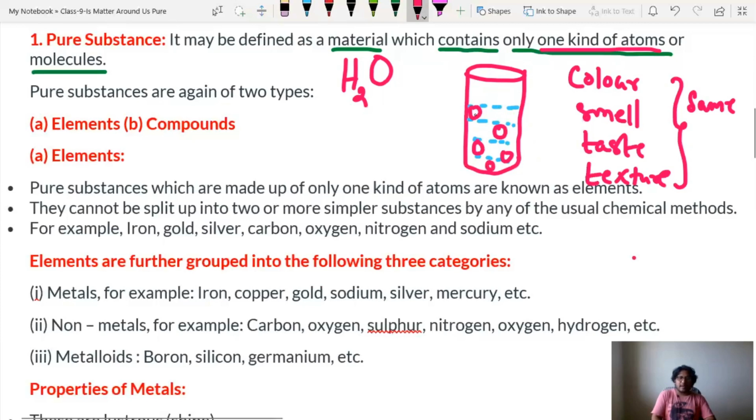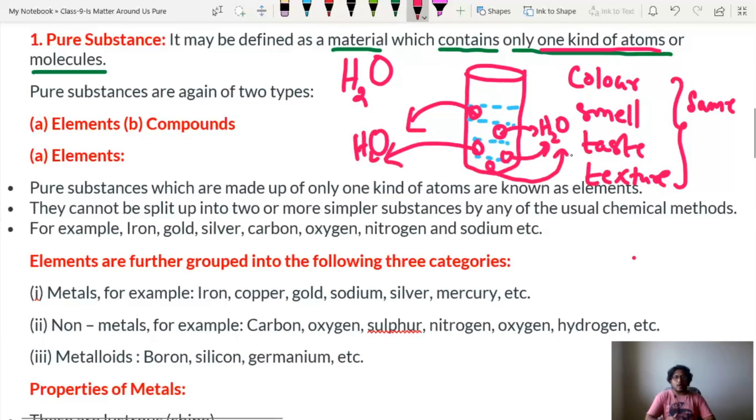And in this part, what is the chemical formula of water here? It is H2O. And if you see, this part is also made up of H2O molecules only. This part is made up of H2O molecules, this part and this part. Whatever part you take, it is made up of H2O molecules. Hence we can consider this water as a pure substance. That is the meaning of this definition: material which contains only one kind of atoms or molecules.